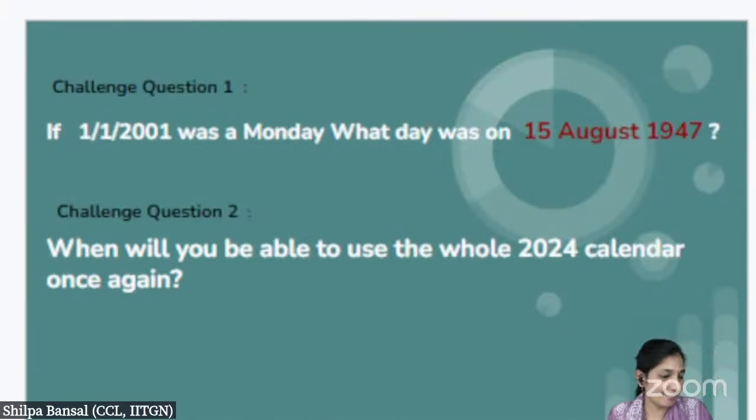When will you be able to use this 2024 calendar once again? The hint is that it is a leap year, so the answer will be a leap year only. You can calculate when you will be able to use the 2024 calendar once again. Okay, I will put it in the homework.